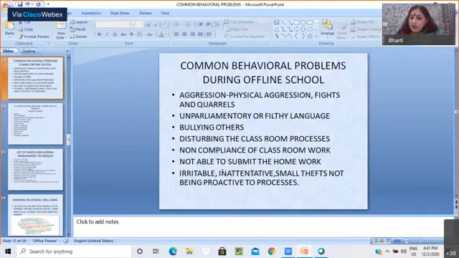Now, the child may get irritable, inattentive, may not listen to you, and will feel a lack of interest. They would just look at the blackboard with a very blank look. Then small threats, maybe, in the classroom also. At times we face these challenges, and the child is not being proactive in the classroom processes.